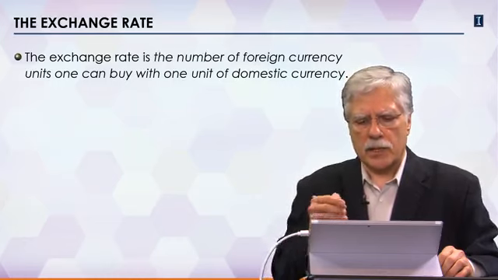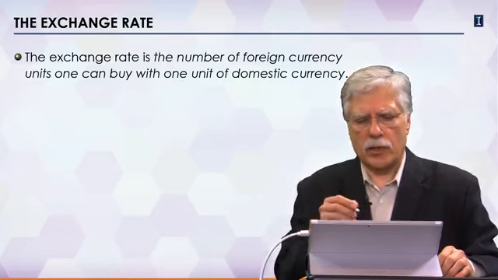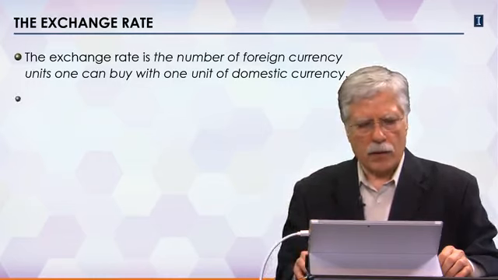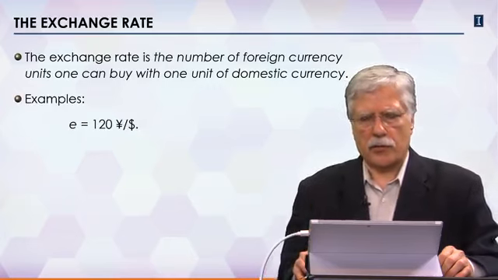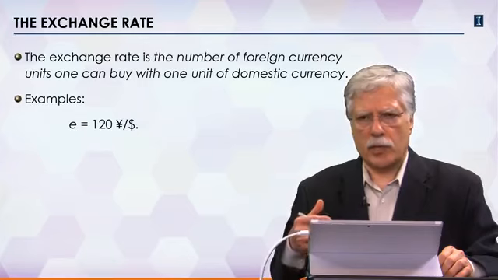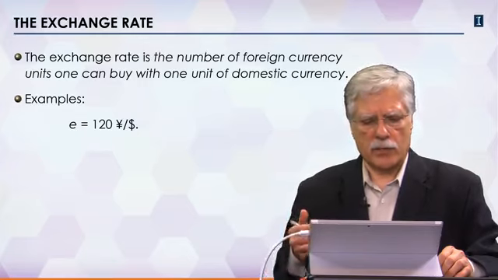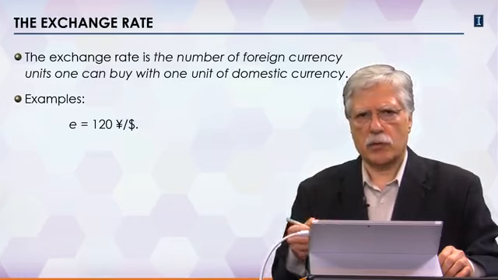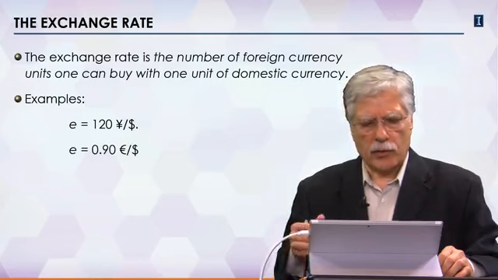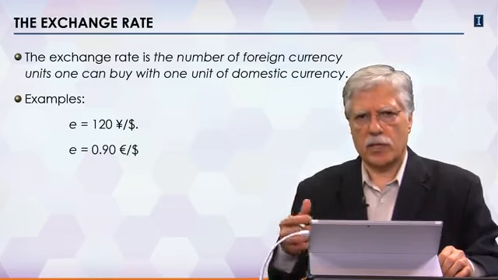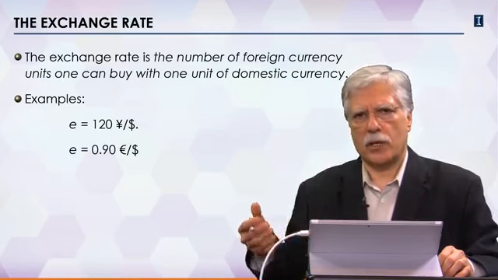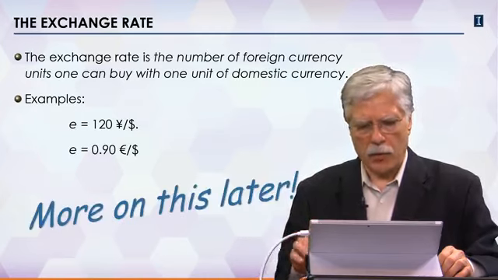So we're going to stick to this definition of 1 unit of domestic currency being valued in terms of foreign currency. For example, if the home currency is the US dollar and we want to know the exchange rate with the yen, we write it this way: E, the exchange rate, is equal to, let's say, 120 yen per dollar. Or if the home currency is the dollar and we want to know the exchange rate with the euro, then we write E equal to, let's say, 0.9 euro per dollar. More on this later.